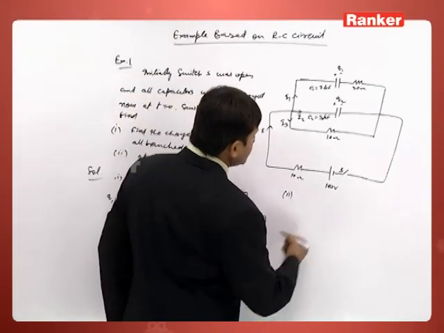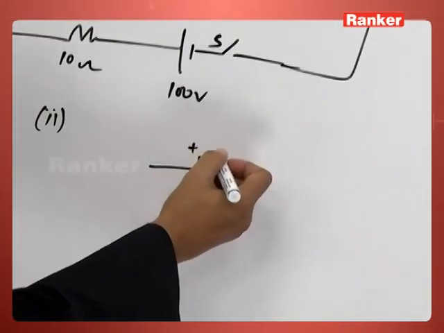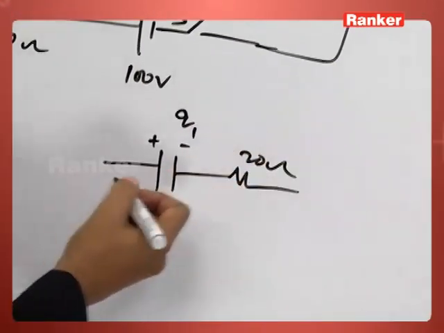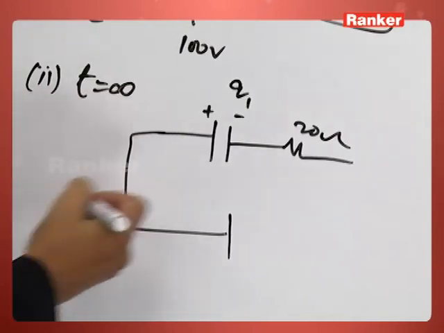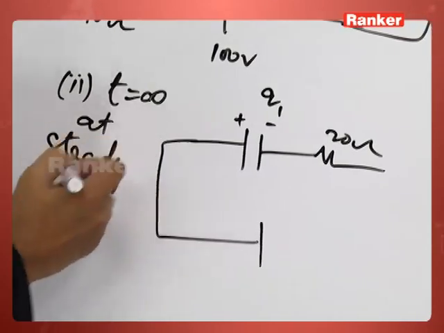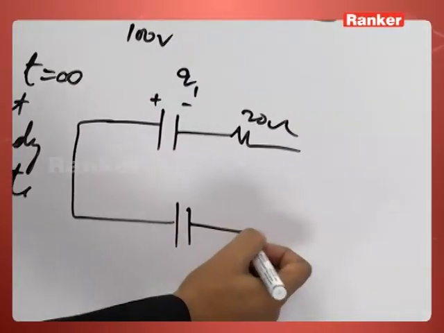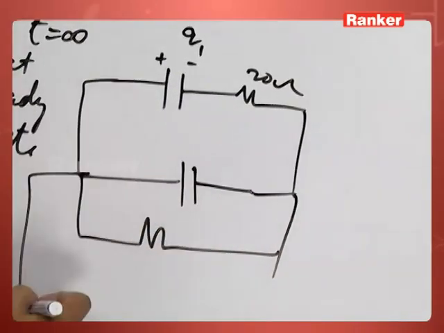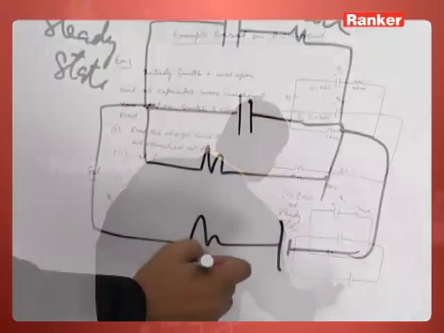Then we make our diagram like this. Okay, this is your Q1 charge. Here 20 ohm. This is the diagram at t is equal to infinity, or better we can say at steady state. At steady state, the diagram here is almost the same. Only one thing we can say.